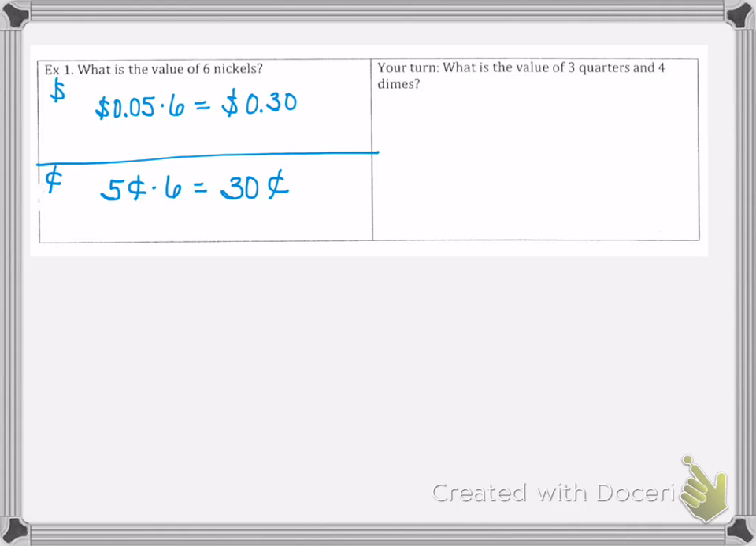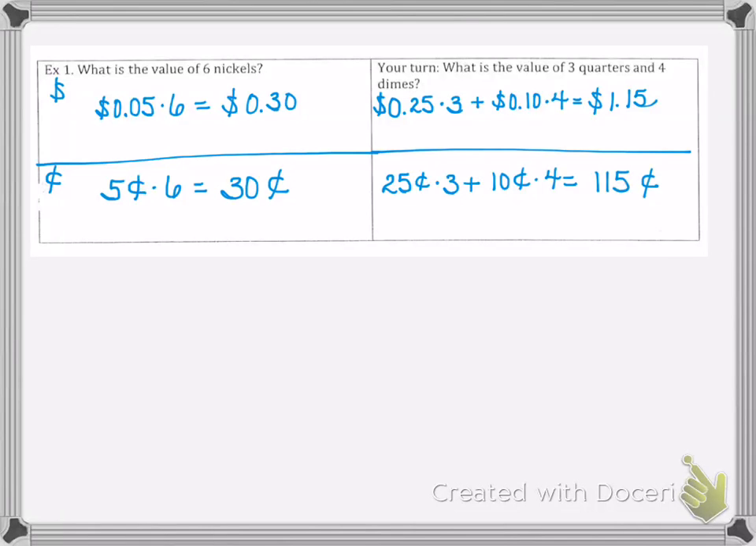And I want you to try the your turn where we're looking at the value of 3 quarters and 4 dimes. So you'll see I've listed it both in dollars and in cents here. Total for dollars is $1.15, and total for cents is 115 cents. And in most cases, the word problem will determine which one you want to set it up as, whether you want to set up values in cents or in dollars.